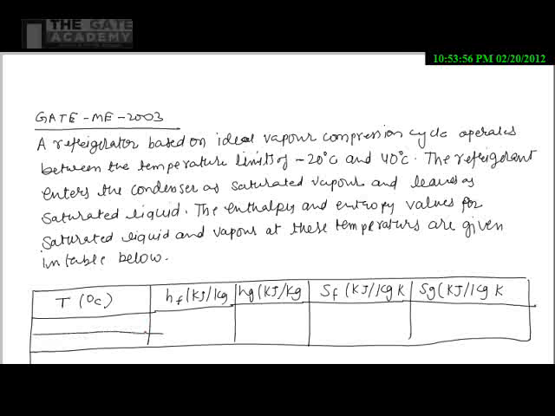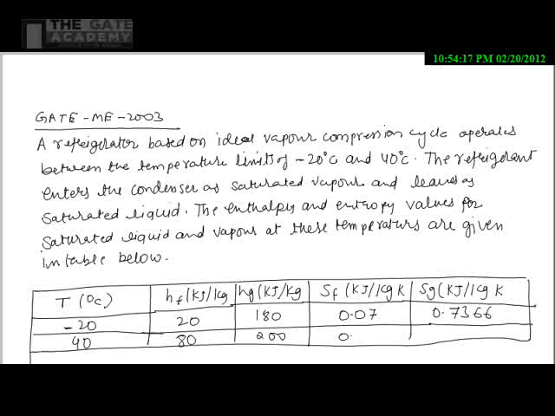So now we are having two temperatures here, minus 20 and 40. Minus 20 values are 20, 180.07, 0.07, 0.7366. And 40 values are 80, 200, 0.3, 0.67.